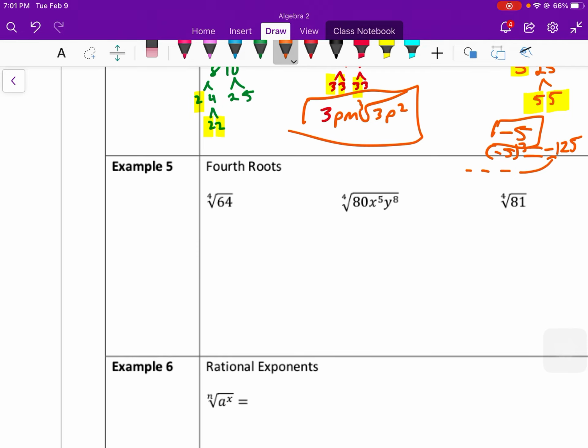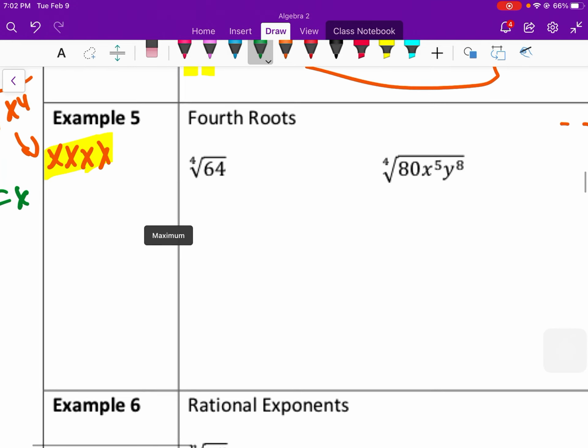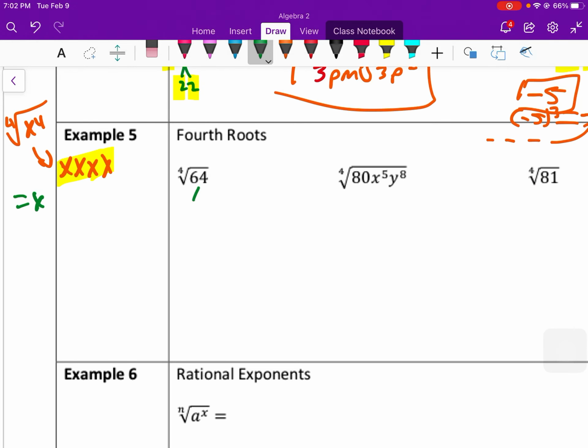All right, fourth roots. I'm assuming at this point you're guessing what it will be. If not, that's okay. But in this case, we're looking for 4 factors. So if it's like the fourth root of x to the 4th, you would pull out 4 factors of x, all 4, and that would simplify to just x.